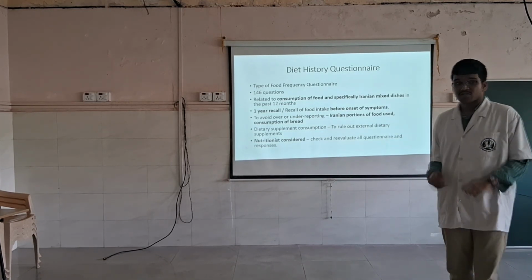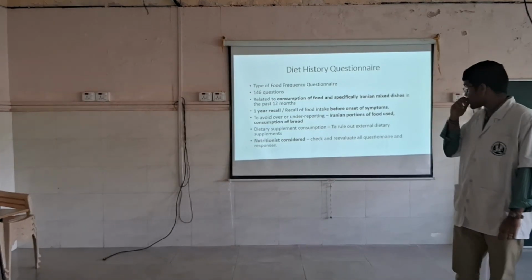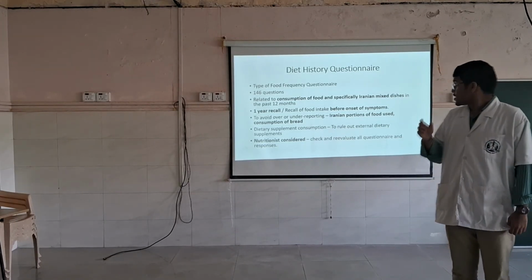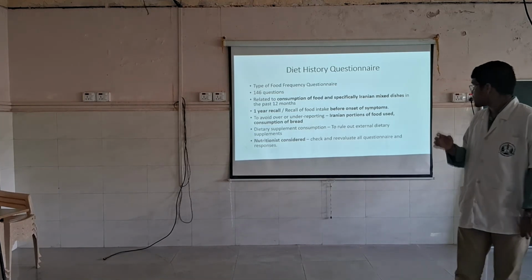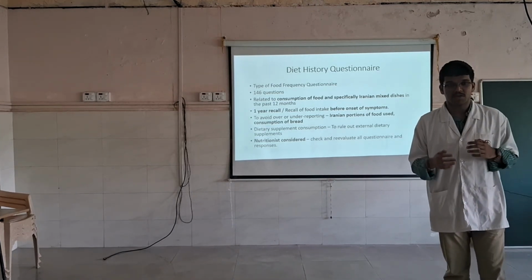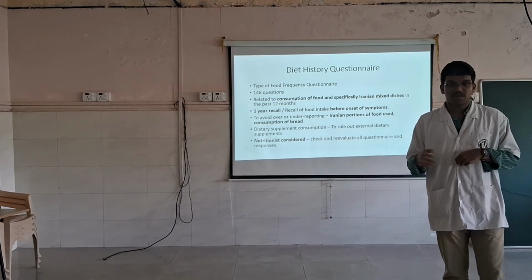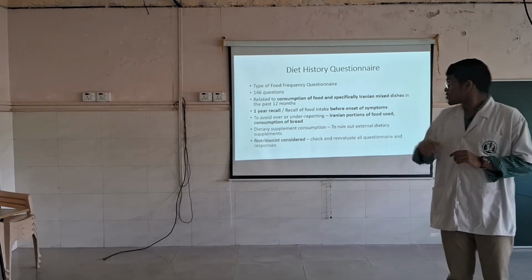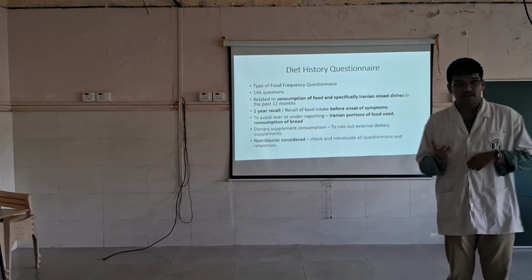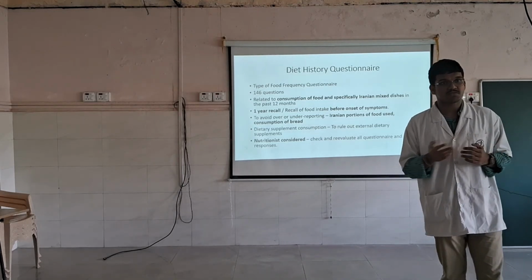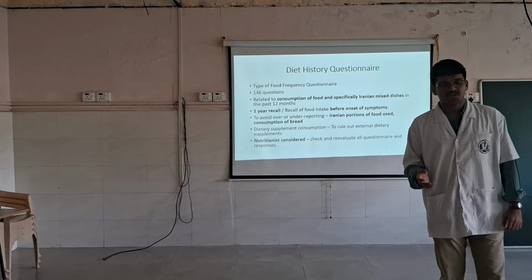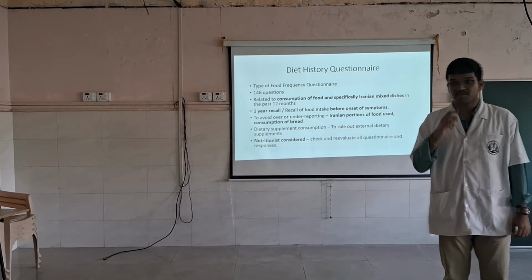So what is the diet history questionnaire? This is a tool used within the study. It's a type of food frequency questionnaire with 146 questions, each related to the consumption of food, specifically Iranian food, in the past 1 year. A recall method was used for the patients and controls to recall their food intake before the onset of symptoms, and to avoid under and over reporting, Iranian portions of food were used, as well as bread consumption.